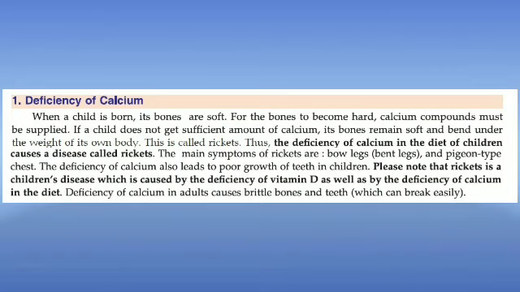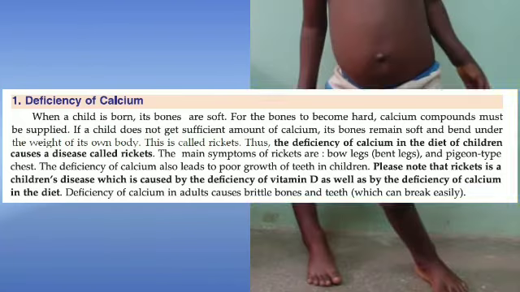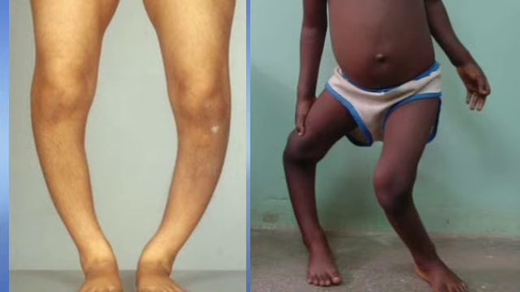Now, let us discuss mineral deficiency diseases. Deficiency of calcium. When a child is born, its bones are soft. For the bones to become hard, calcium compounds must be supplied. If a child does not get a sufficient amount of calcium, its bones remain soft and bend under the weight of its own body. This is called rickets. Thus, the deficiency of calcium in the diet of children causes a disease called rickets. The main symptoms of rickets are bow legs, that is bent legs, and pigeon type chest.